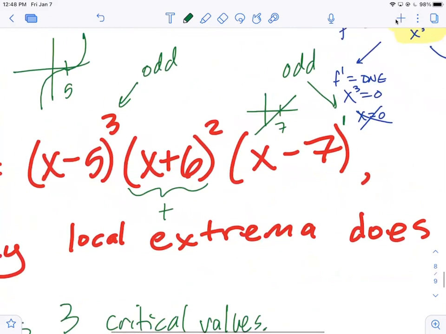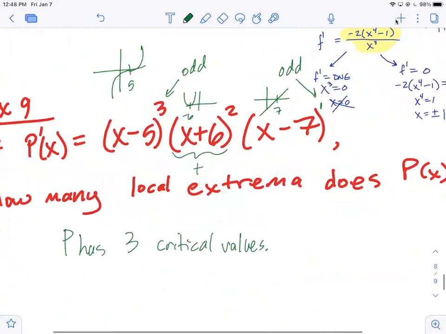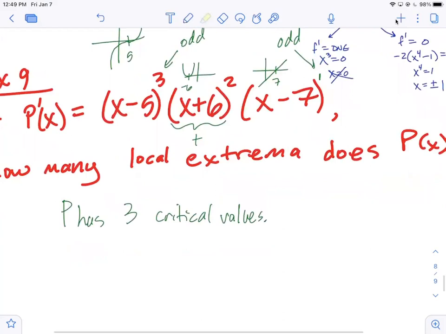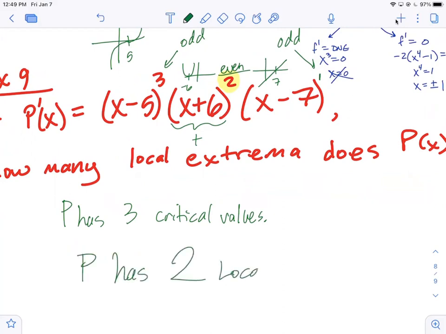But what will the graph look like of x plus 6 squared? Well, here's -6, and it's going to go boing, and you're not going to see a sign change there. Well, that translates into the product of those sign changes. So of the three critical values, since this one here is the only one with an even exponent, it's the only one that will not see a sign change. The others, the 1 and the 3, will see a sign change. So of the three critical values, P has 2 local extrema. Okay, and that question is designed to be done that quickly.